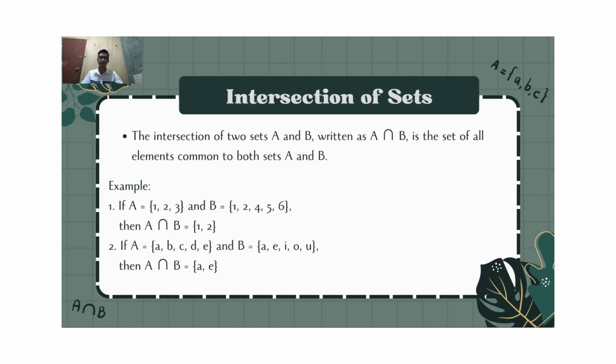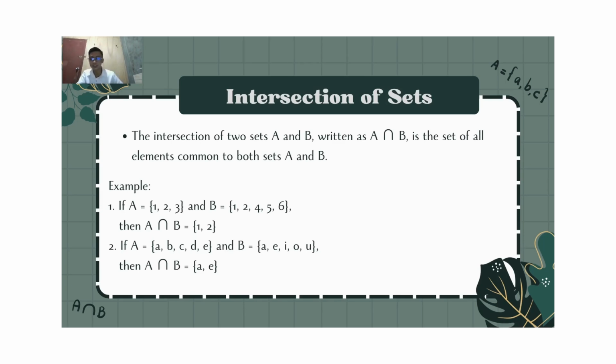Now, we are going to define what is the intersection of sets. The intersection of two sets A and B, written as A intersection B, is the set of all elements common to both sets A and B. Please do remember that. The set of all elements common to both sets A and B.